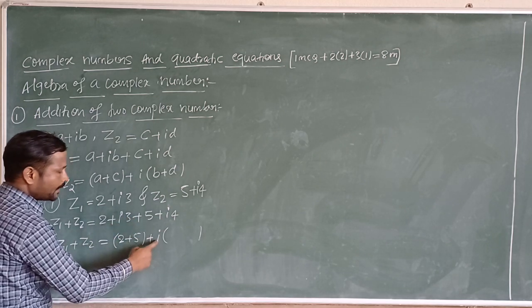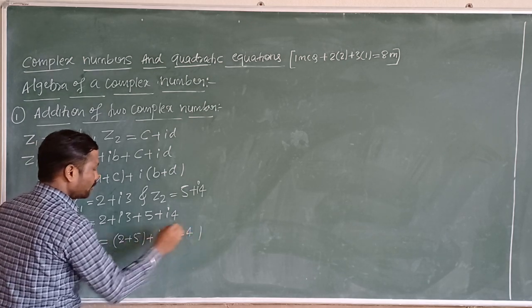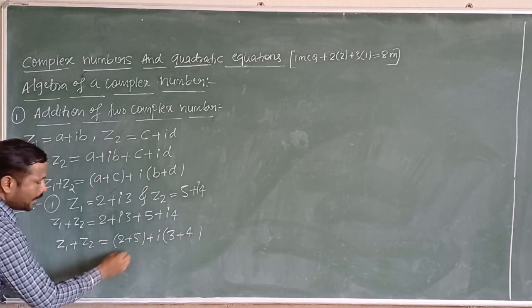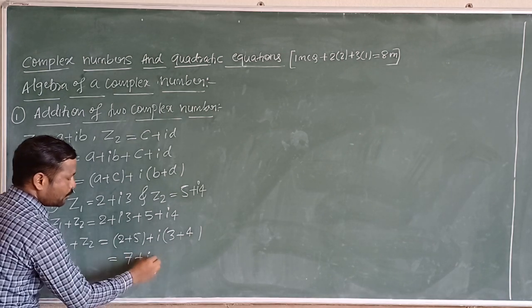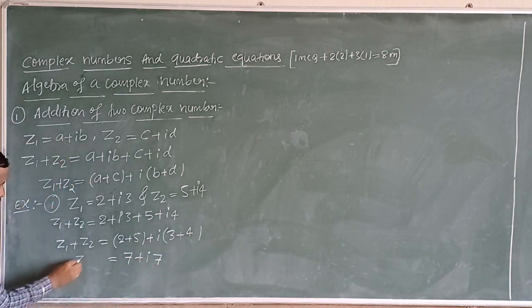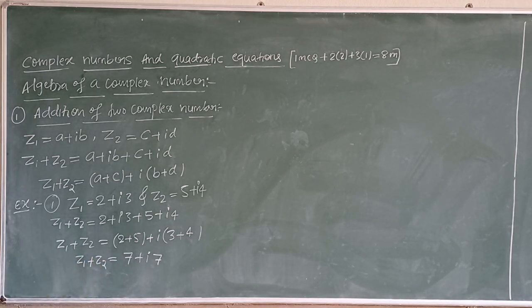Take i common; here the imaginary part is 3 plus 4, that is 7. 2 plus 5 is 7, plus 7i. So z1 plus z2 is 7 plus 7i.